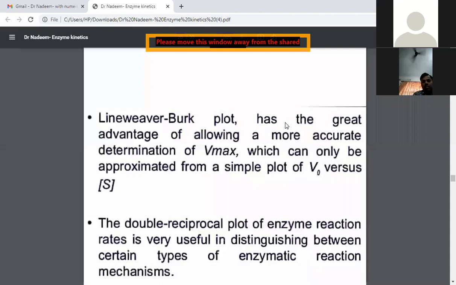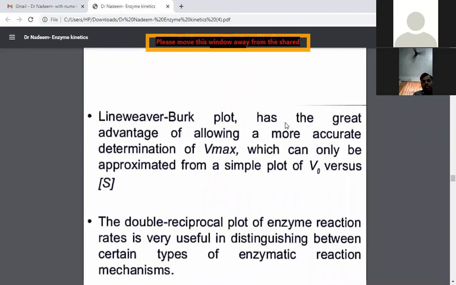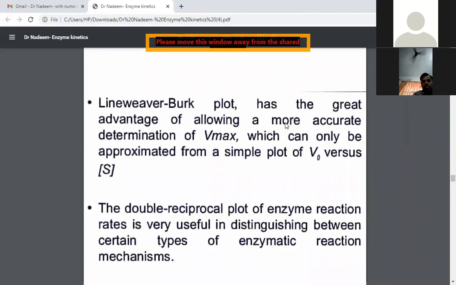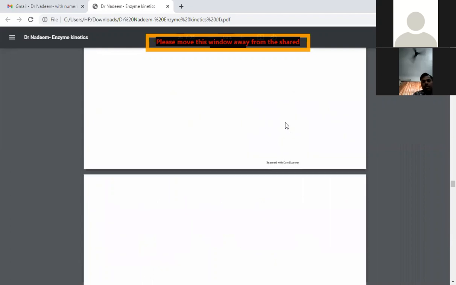Now some very accurate computer-based software has come for determining the values of Km and Vmax. That is why this plot is being replaced. Those who do not have software can use it for determining Km and Vmax, although the Lineweaver-Burk plot is traditionally used. Those who do not have software still use this to find the values of Km and Vmax.